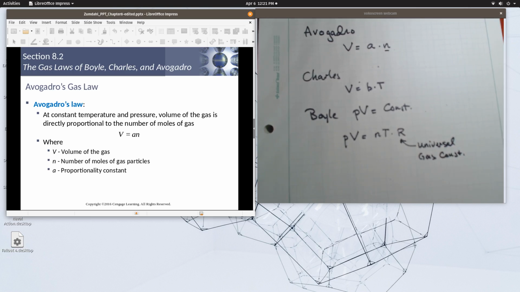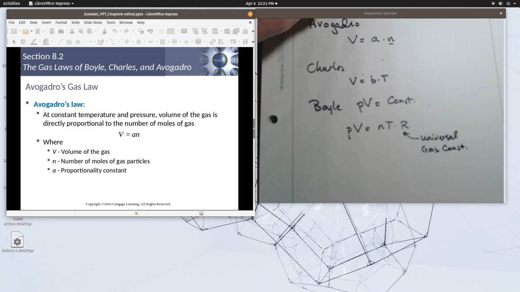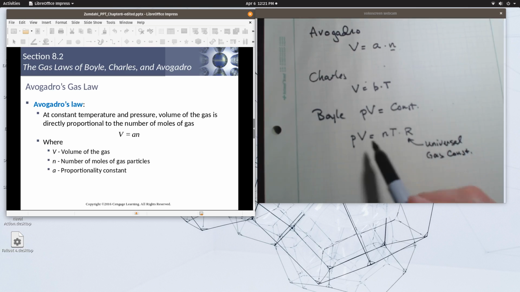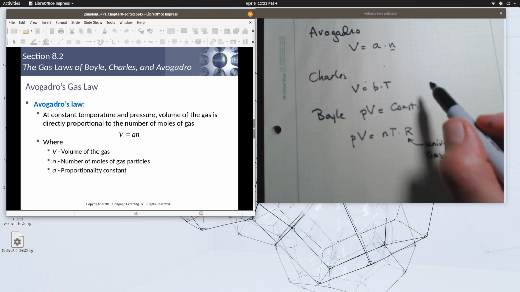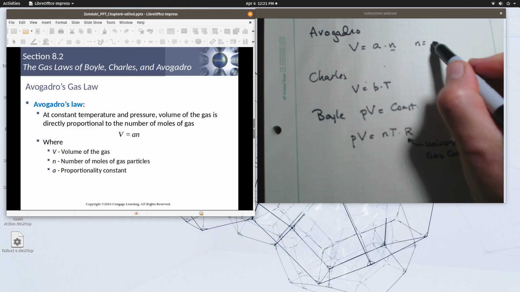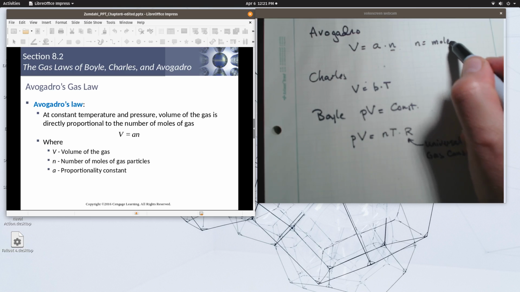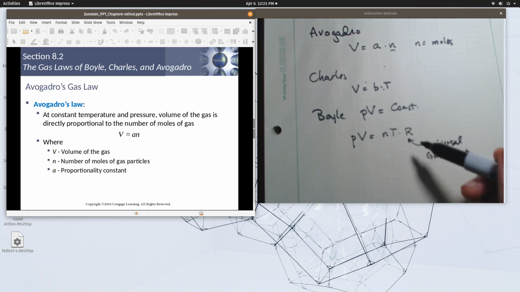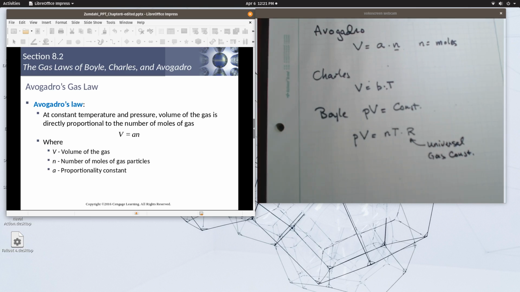It doesn't depend upon the nature of the gas itself. It is simply a number that converts pressure times volume to temperature times N, the moles. B is a constant, and this is another constant. So our universal gas constant is what we want.